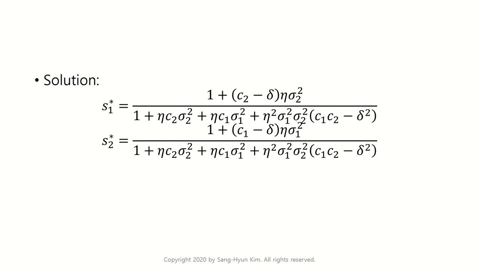Okay, so again, just to check whether you understand it or not, or whether the solution is right or wrong, just put zero in delta and see whether this expression boils down to the expression that we found in the basic principal agent model. All right?